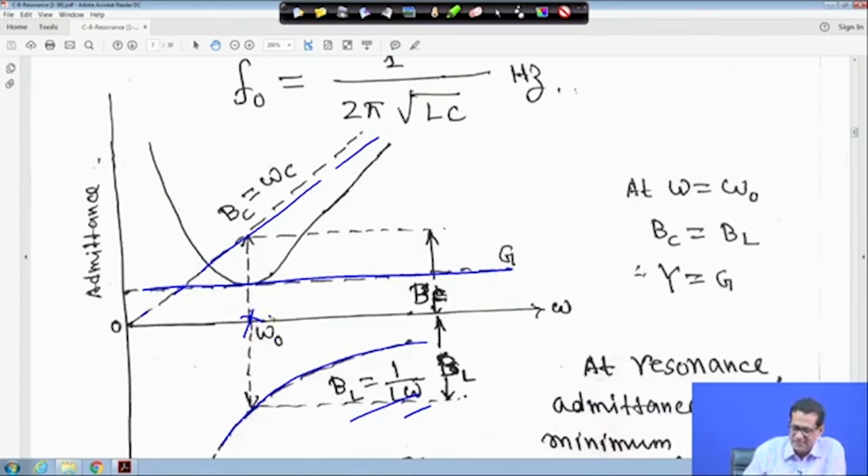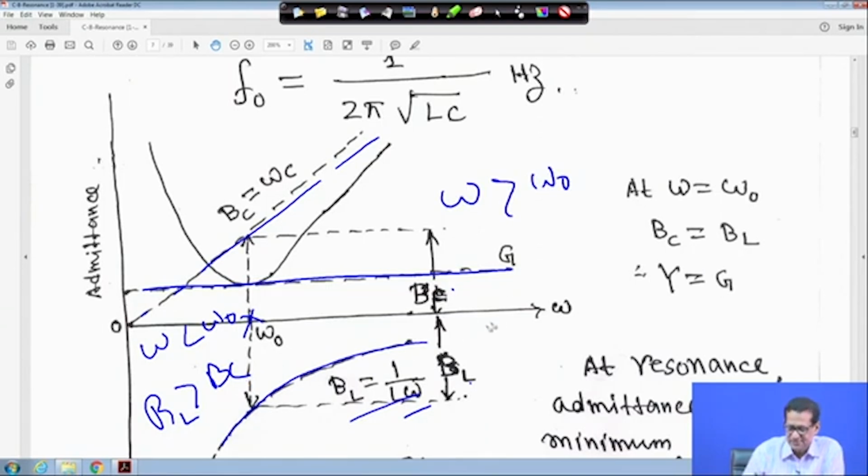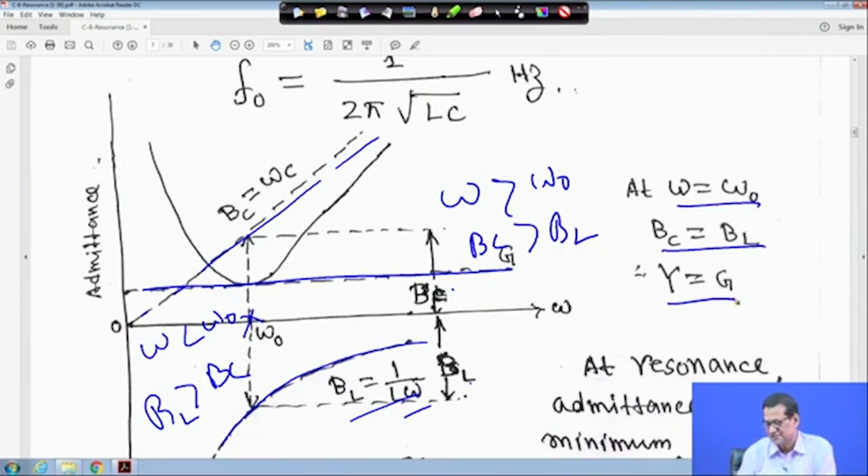So, at this point your BC is equal to BL, right. From this side you can make out that when omega is less than omega 0, BL will be greater than BC. When you come to the other side, when omega is greater than omega 0, BC will be greater than BL, just the opposite. So, at omega equal to omega 0, BC is equal to BL, Y is equal to G, right.